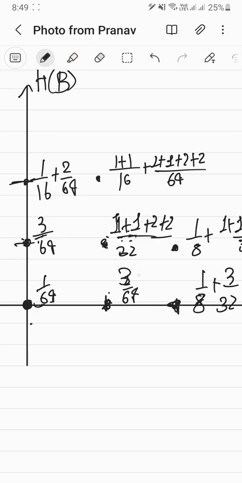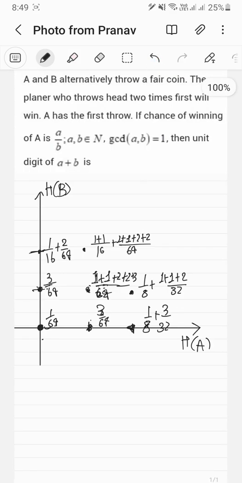Right, no change in this 3, yeah, but this goes over here, so now it becomes 1 plus 1 plus 2 plus 2 plus 3 upon 64. So you see what the pattern is, right? Now I don't want to make this even more messy, so I'm just going to look at what pattern is going on. So over here it's just 1 upon 8 plus 3 upon 32. You guess the next thing.